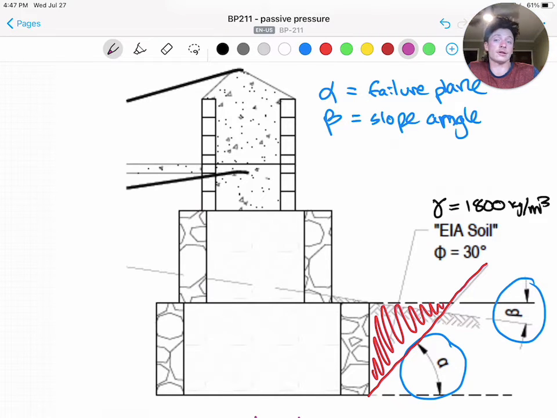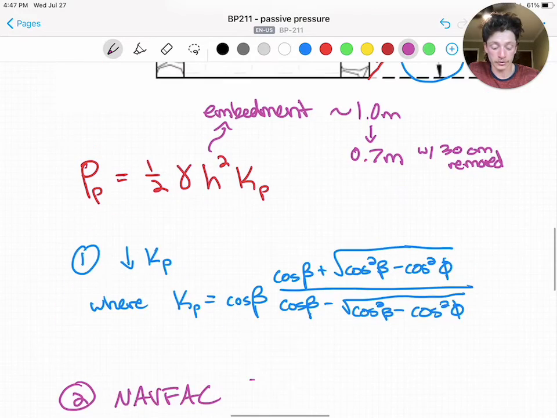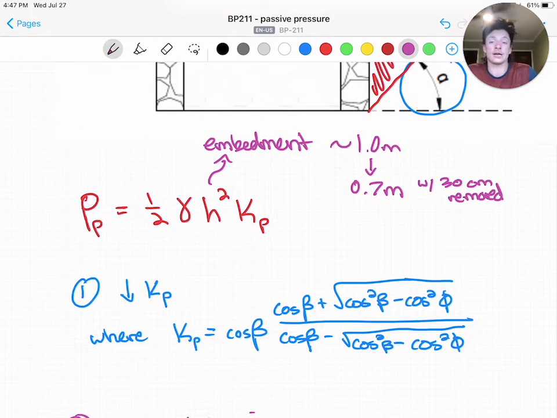So we're going to look at how we'll reduce our passive pressure coefficient, and I'll run through my thought process. First, I looked at reducing the passive pressure coefficient. First, we can use the full equation to calculate the passive pressure coefficient.